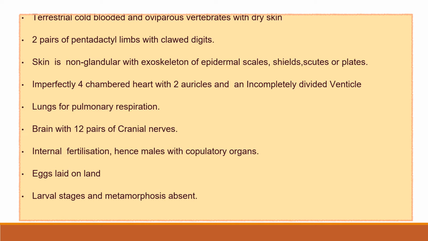Copulatory organs are present in males, hence fertilization is internal. Eggs are laid on land. The egg is protected by a shell and contains a large amount of yolk. There are three embryonic membranes, amnion, allantois and yolk sac, during development.